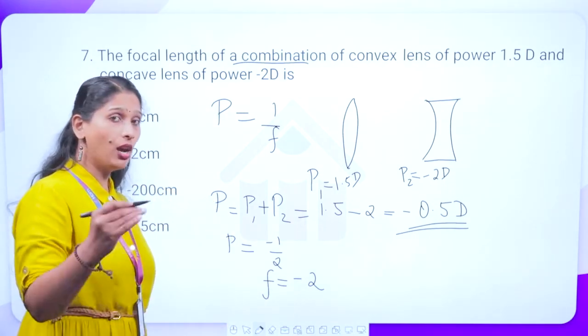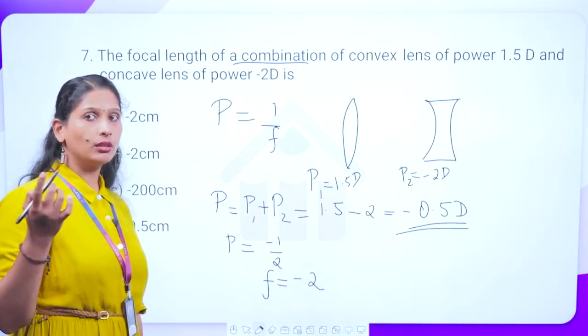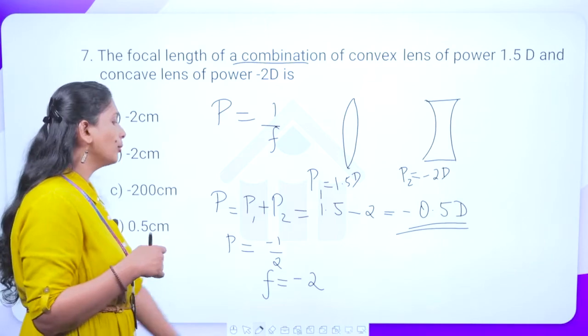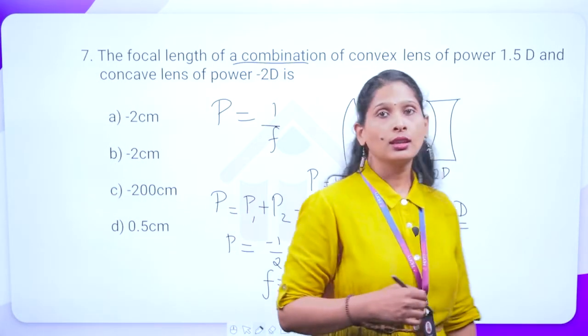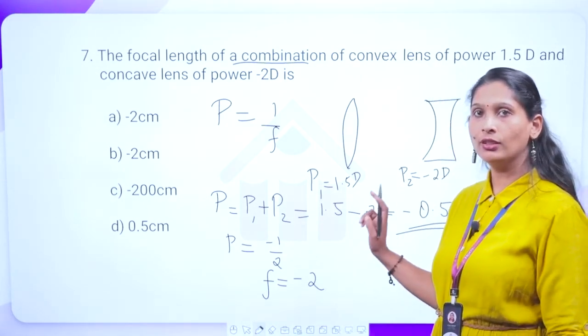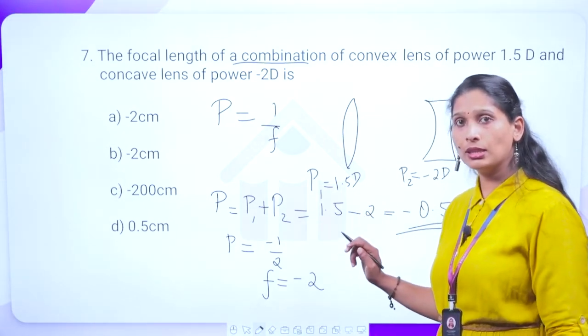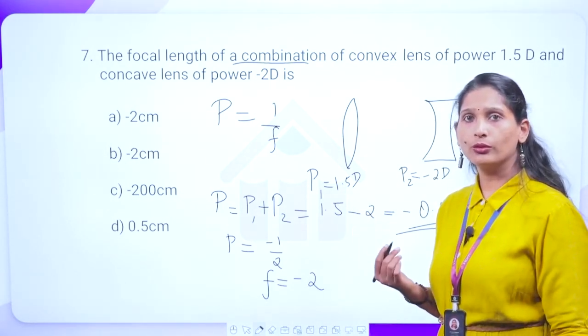Is that meter or centimeter then? Please do write in the chat box. Give me the unit of focal length here. I have got minus 0.5 diopter as the power. Okay, it is centimeter, centimeter, centimeter. Fine.